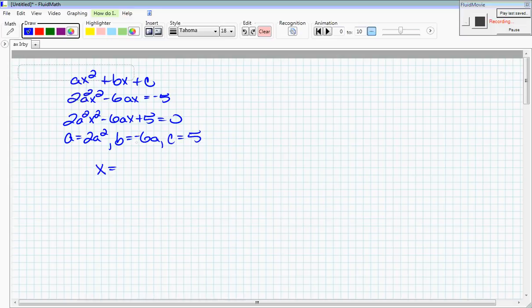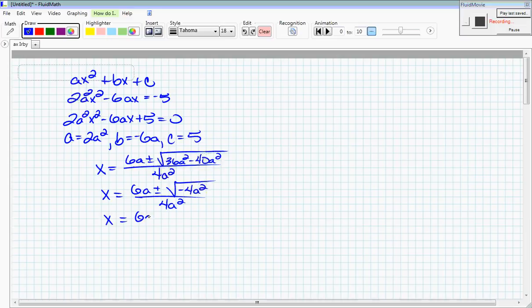So when we plug into the quadratic formula, negative b is 6a plus or minus the square root of b squared. It's going to be 36a squared minus 4 times 2a squared, which will be negative 8a squared, times 5, which is going to be a negative 40a squared, all over 2 times a. So let's see, 2 times 2a squared is going to be 4a squared. So now when we simplify, we have 6a plus or minus the square root of a negative 4a squared all over 4a squared. So x equals 6a plus or minus, the negative comes out as an i.